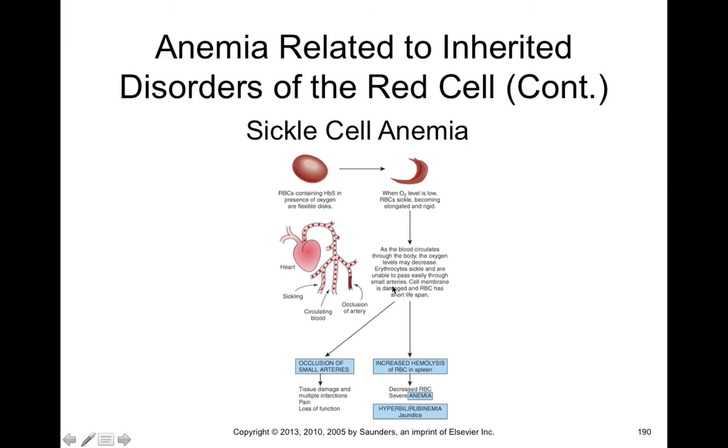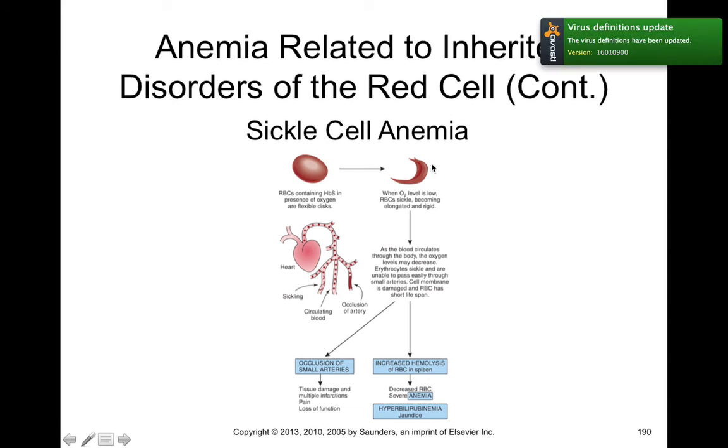They're unable to pass through smaller arteries, and cell membranes become damaged, and therefore the red blood cells have a shorter lifespan. Now, this leads to anemia because these red blood cells have a sickle shape. They're more likely to become damaged, and therefore each individual red blood cell has a shorter lifespan. This can lead to occlusion of small arteries, which can cause tissue damage, pain, and loss of function. It can also lead to increased hemolysis, or breakdown of red blood cells by the spleen.